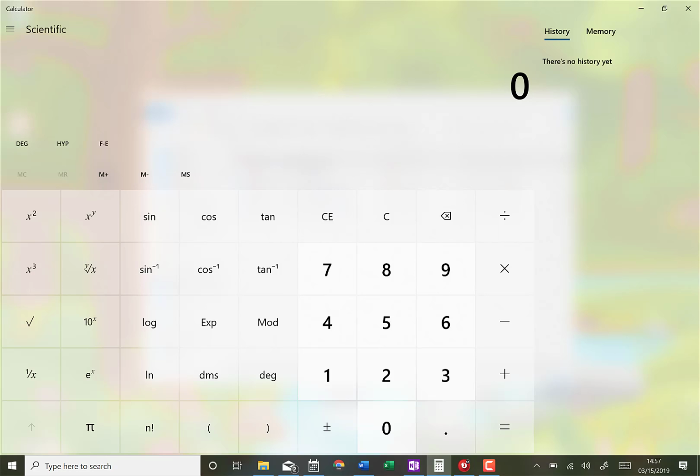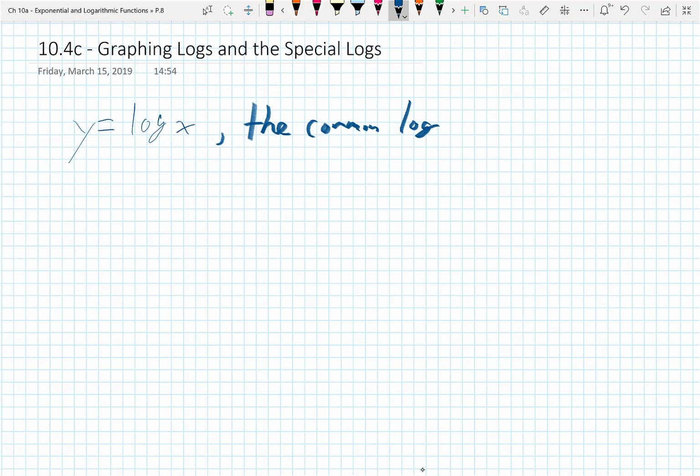If I type in a number like 100, and I want to take the common log of that, what do you think it's going to output when I press the LOG button? It will output 2, because a common log is a log base 10.